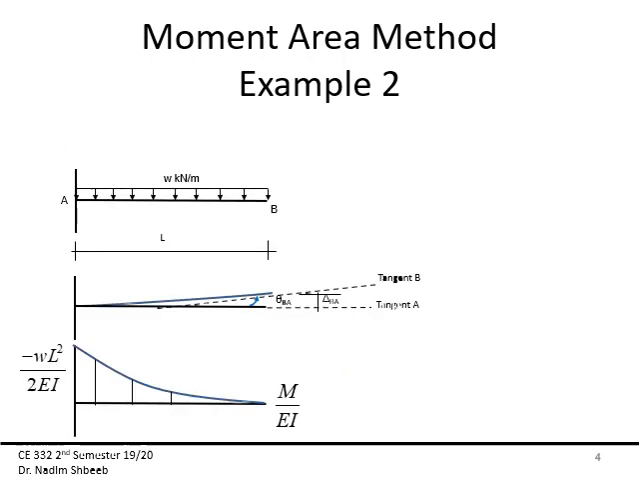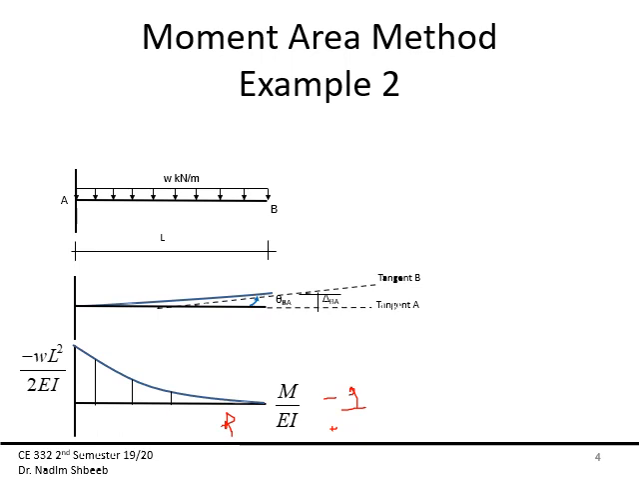So the first thing I need to do is to draw the M over EI diagram, and the moment is going to be simply WL times L over 2, which will give me a minus WL squared over 2EI. Again, I'm drawing on the tension side, so this is negative and this is positive.